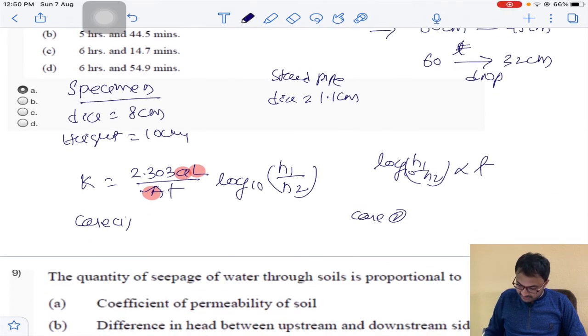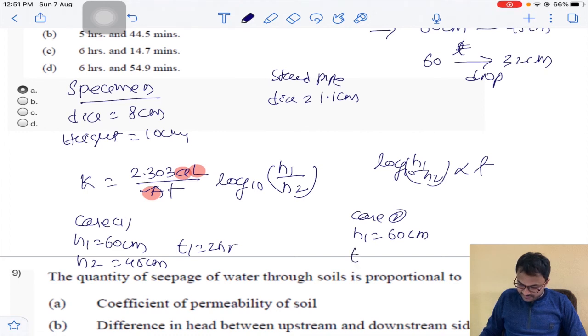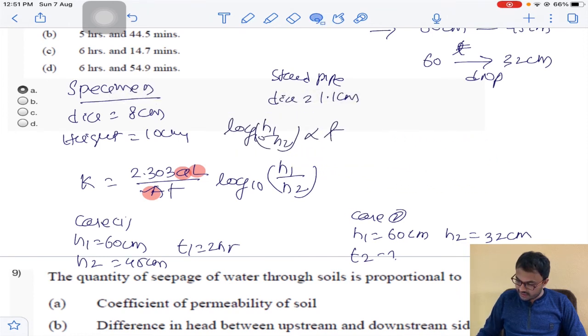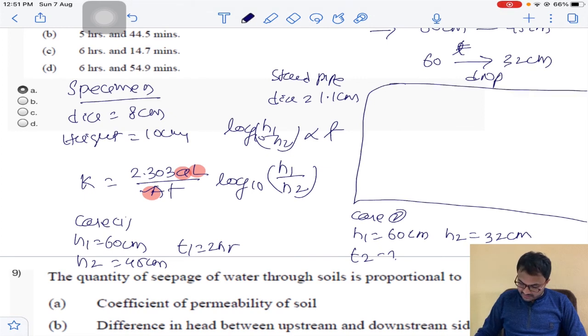So in case 1, H1 is equal to 60 centimeters, H2 is equal to 45 centimeters, and time T1 will be 2 hours. And in case 2, H1 will be 60 centimeters, and time T2 is equal to question mark, and H2 is equal to 32 centimeters. Okay.